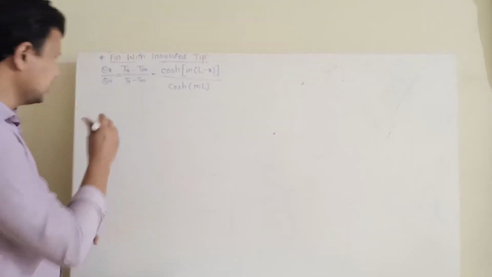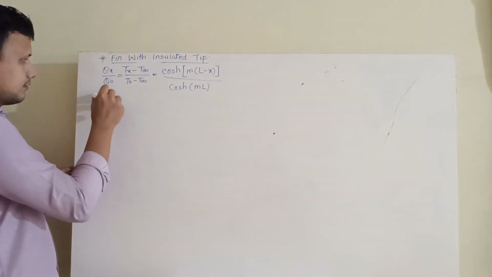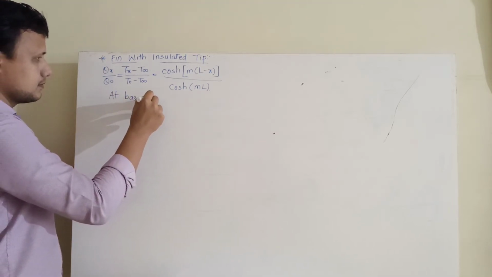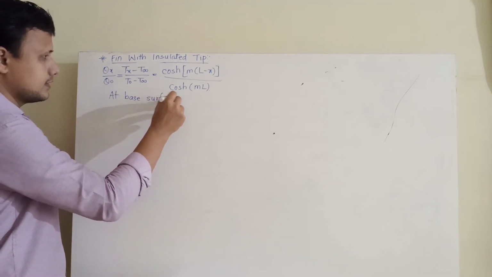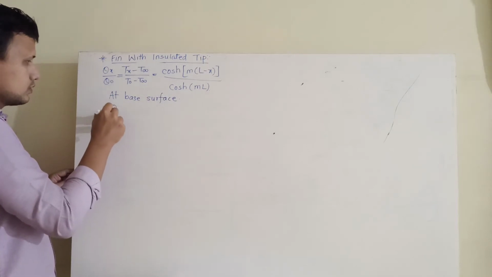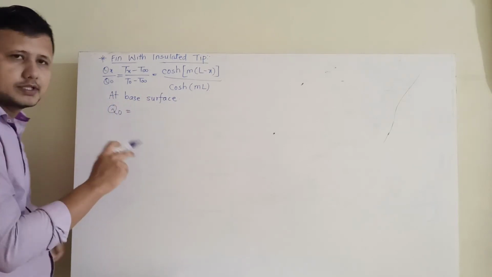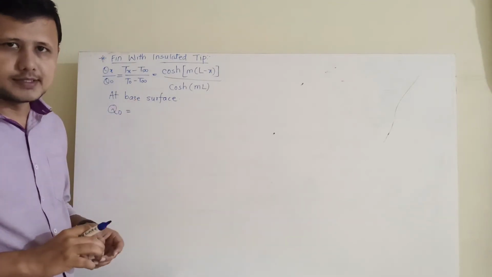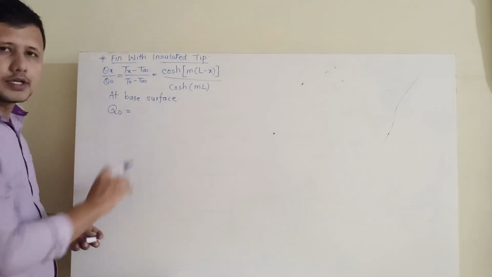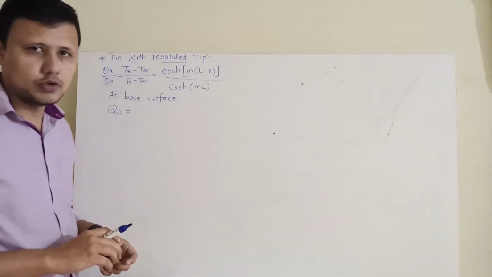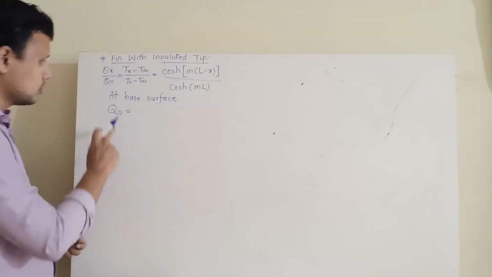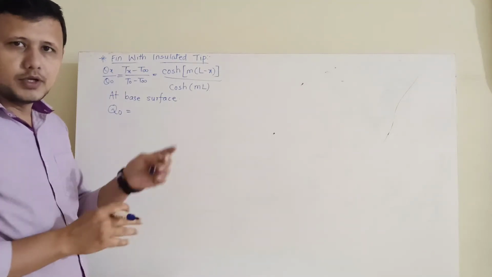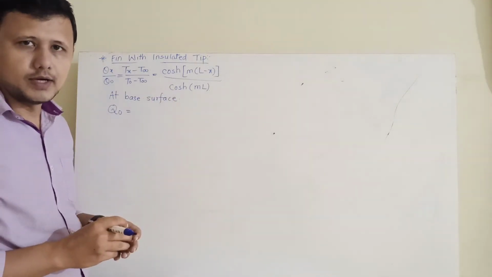We know that at the base surface itself, Q0 is the amount of heat which gets conducted inside the fin, and this we have also derived in the previous derivation. So we will go by this conduction approach only. I will not go for the convection approach in this case now. So Q0 is the heat conducted inside the fin, and that same heat will be convected and dissipated into the environment from the fin surface.